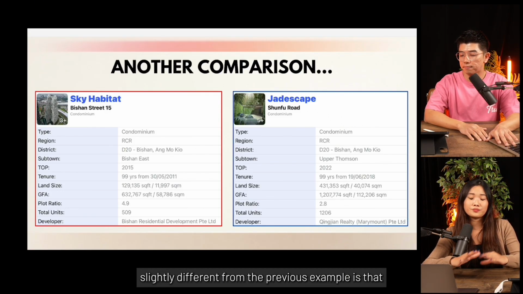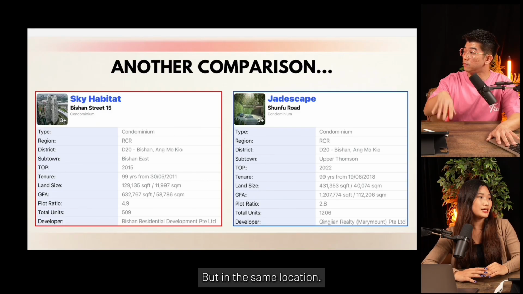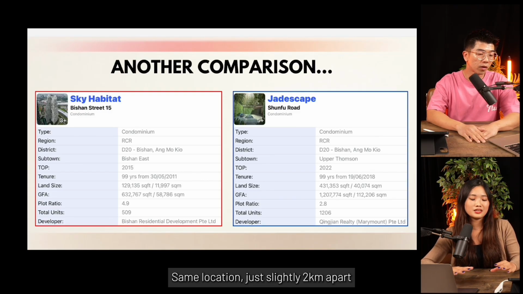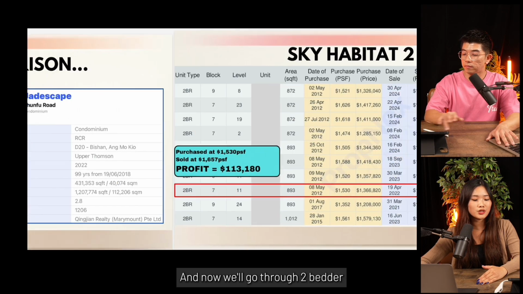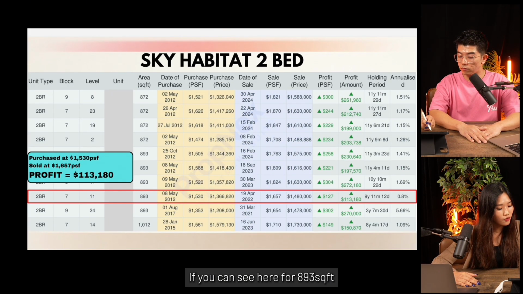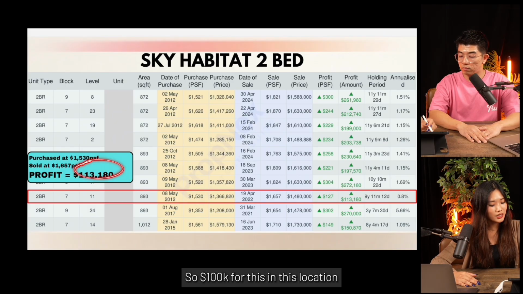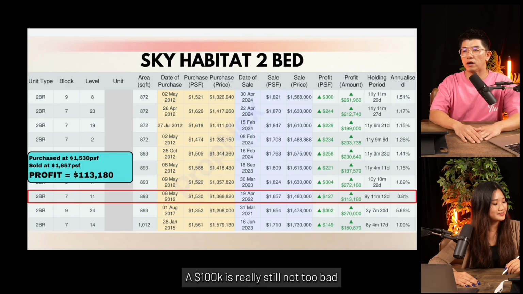Slightly different from the previous example is that they are not exactly side by side. But they're in the same location. Yeah, same location, just slightly 2 km apart. And we also saw similarities in the profits as well. And now we'll go through two-bedder. So for two-bedder, if you can see here, for 893 square feet, they actually profited 100k lah. So 100k in this location. And then honestly, for 2-bedroom, 100,000 is really still not too bad.